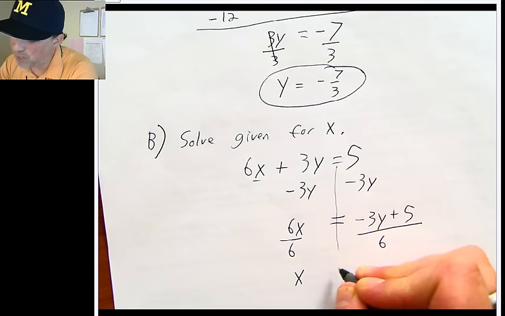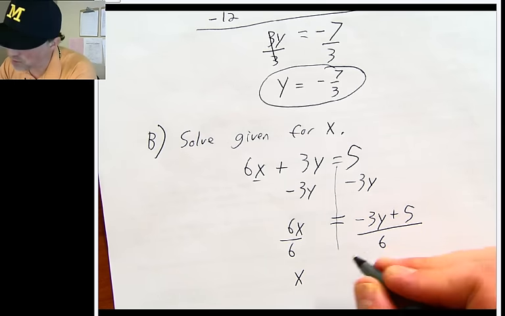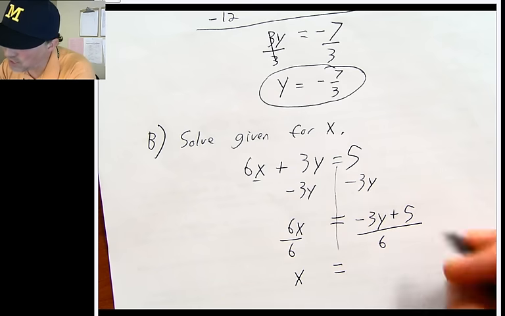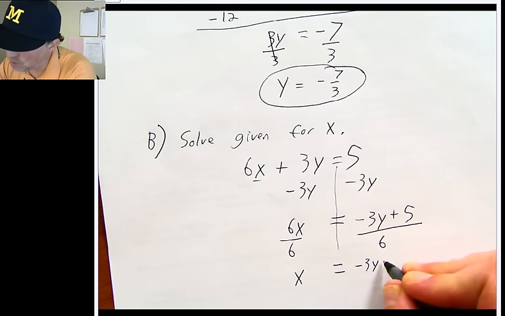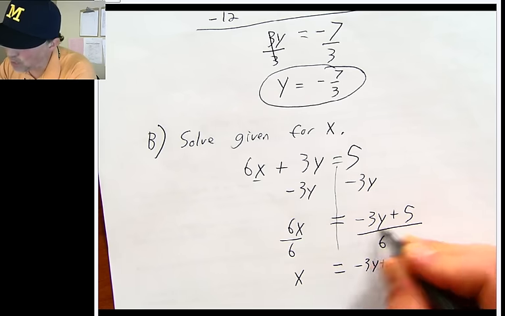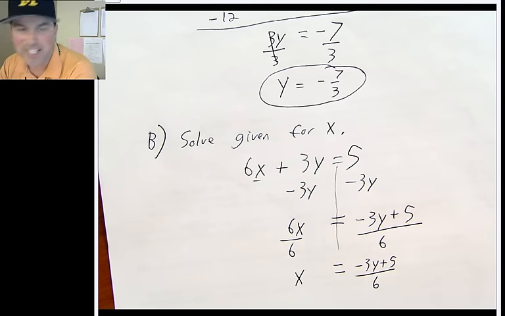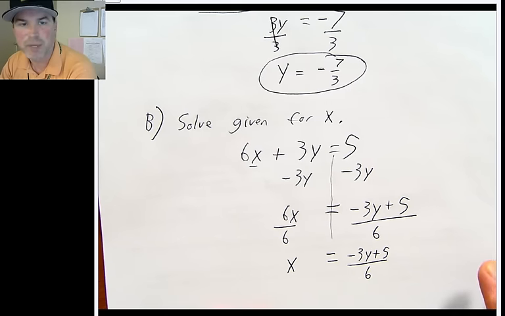And now at this point, there's a couple different ways you can answer this problem. You could answer it just as it reads right now: negative 3y plus 5 all divided by 6. That is a completely acceptable answer.